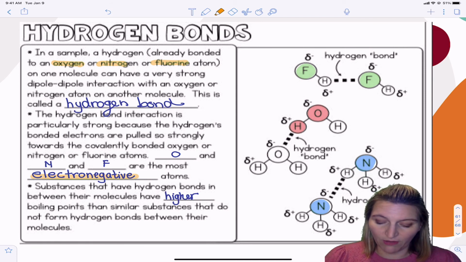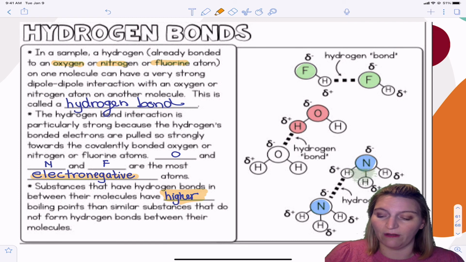Substances that have hydrogen bonding between their molecules have a higher boiling point than the ones that don't form hydrogen bonds. So you can see here is the hydrogen bond. It's just an intermolecular force of attraction between the positive end of HF and the negative end of HF.